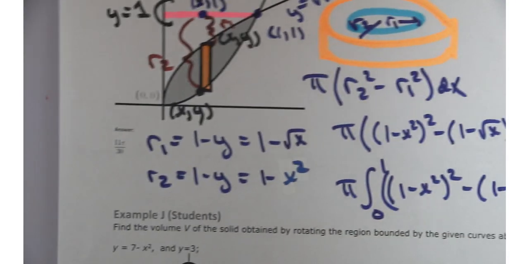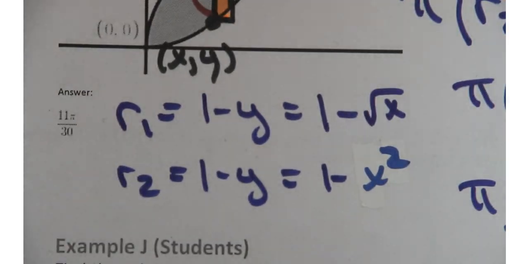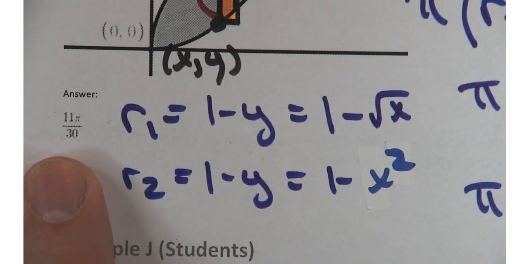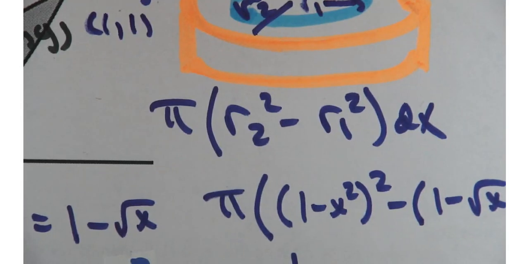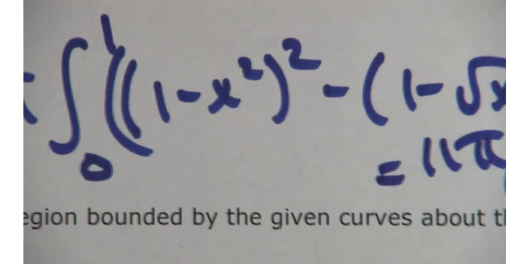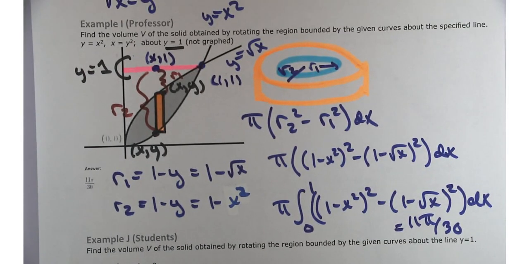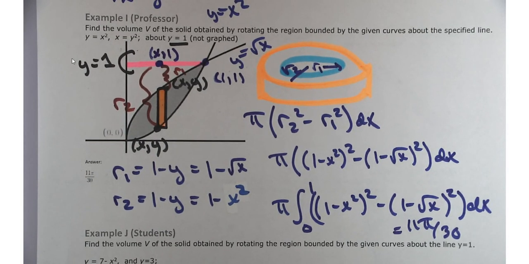All right, let's fast forward to the happy ending then. The happy ending is hidden right over here. It's 11 pi over 30. So 11 pi over 30. Yay. Okay. Anything else about example I here? If not, then I'm going to stop things here for the video anyways. All right. Good deal.